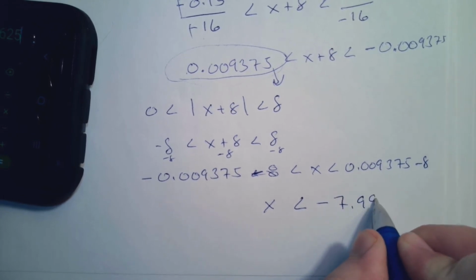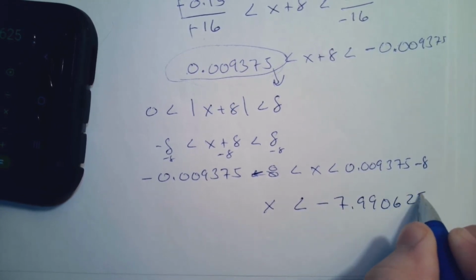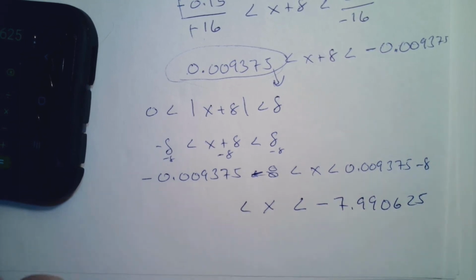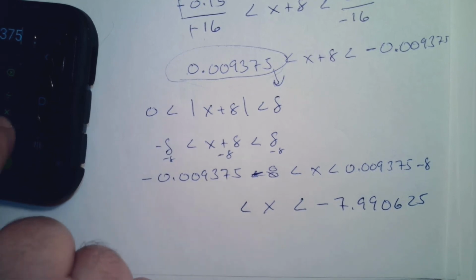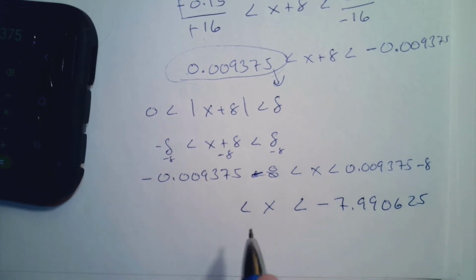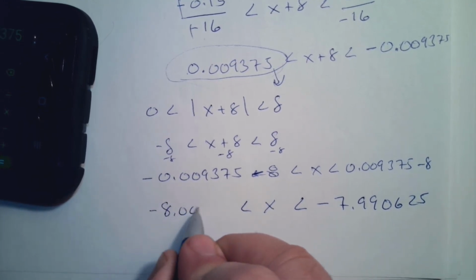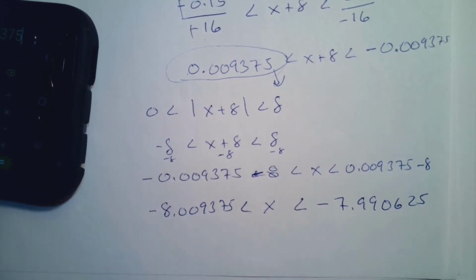So minus 8. Negative 7.990625. Negative 0.009375 minus 8 equals negative 8.009375.